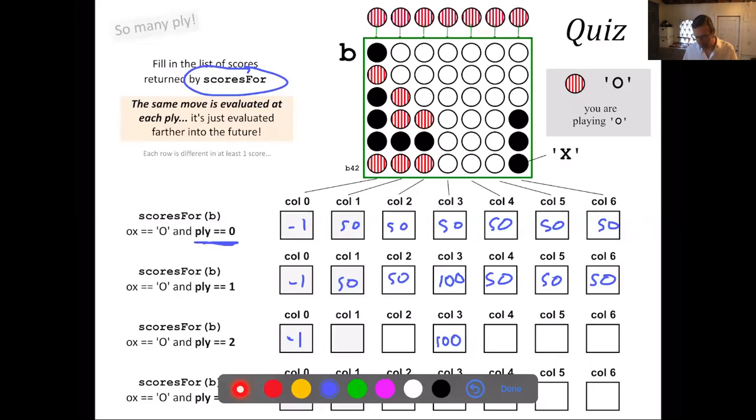If I move in column 1, then they will immediately win by moving in column 6, which means I lost. So if I move in column 1, I lost. Same thing if I move in column 2, then I lost. If I move in column 3 or 4, I lost. 5, I lost. The only way I'm not going to lose is if I move in column 6 and block their win. And so that is going to give me a 50.